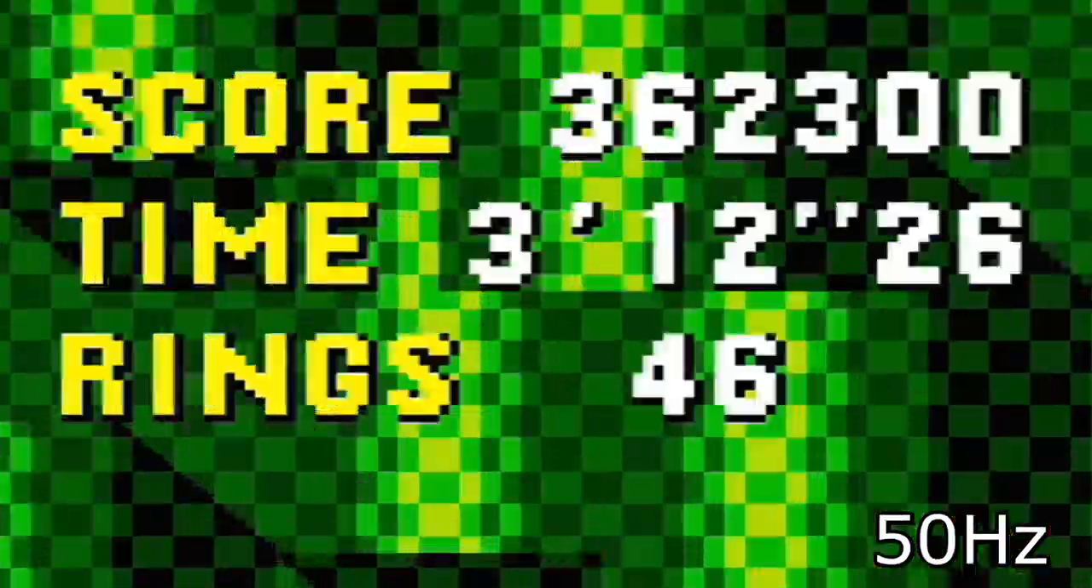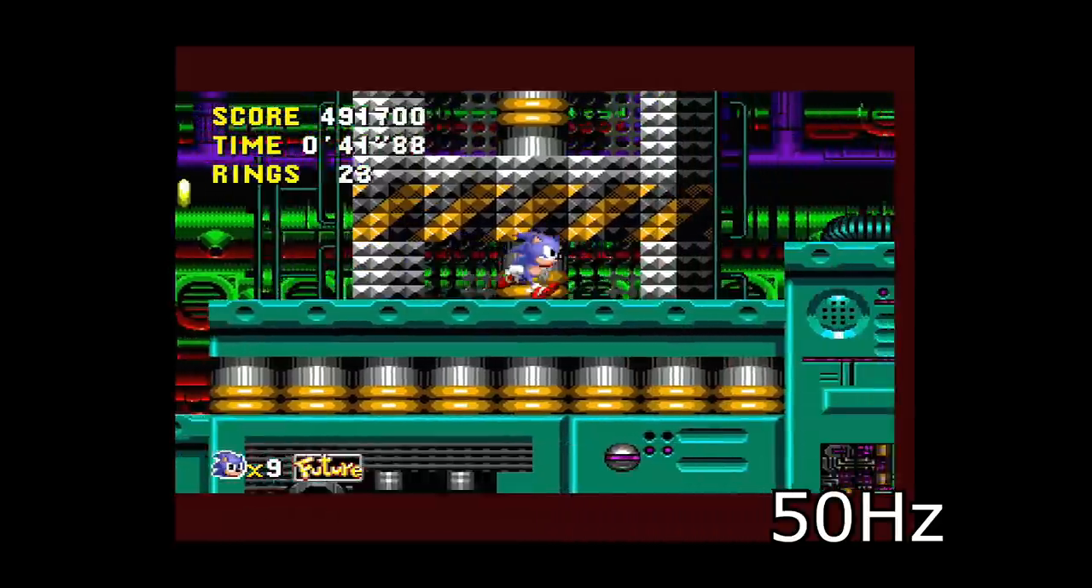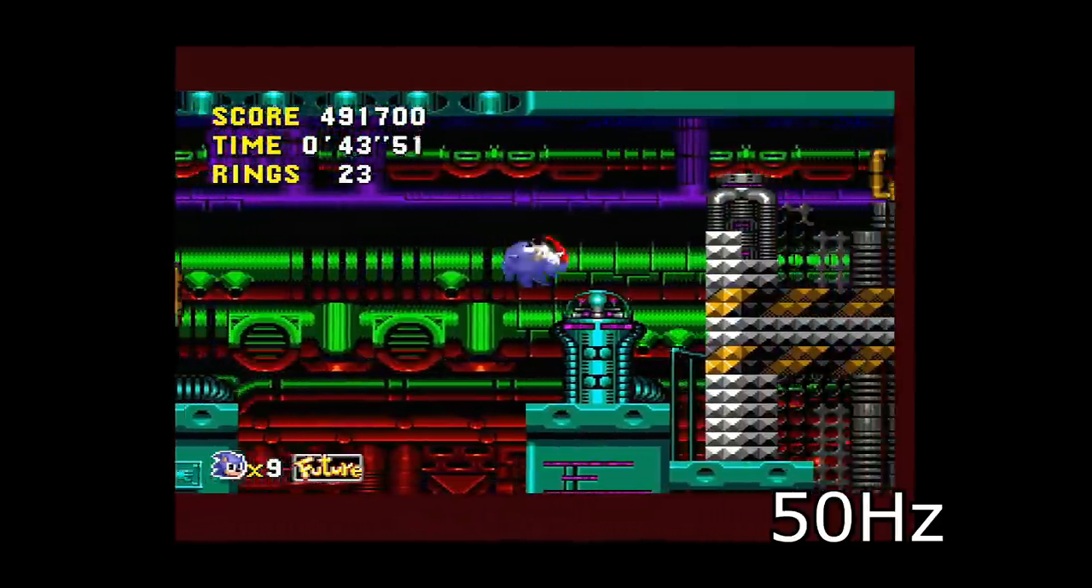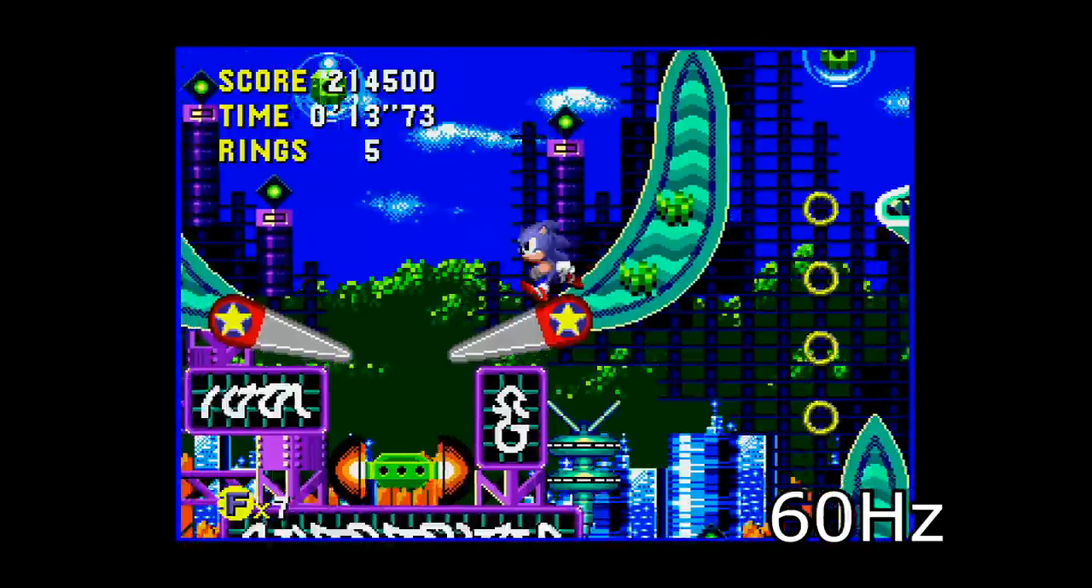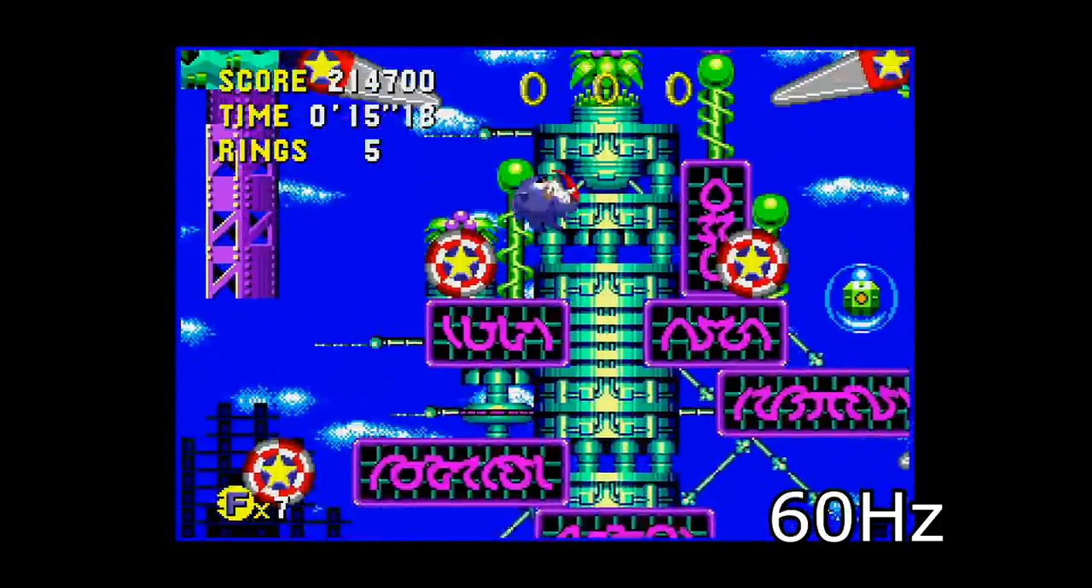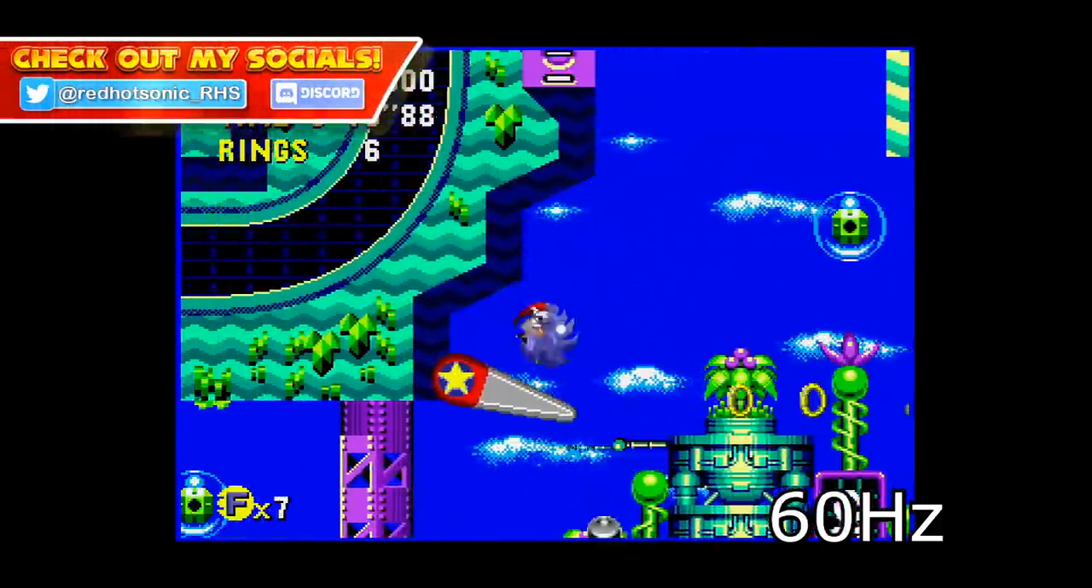In 50Hz, the timer is still slow, you still got that widescreen effect because of the higher resolution, Sonic still feels very floaty, you know, the usual. What we're here for is just to compare the demos, the loading times, and just see how the music performs.